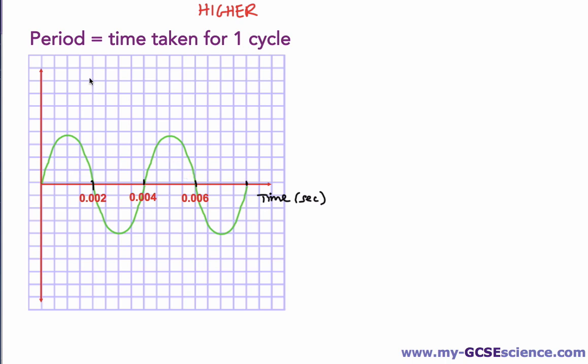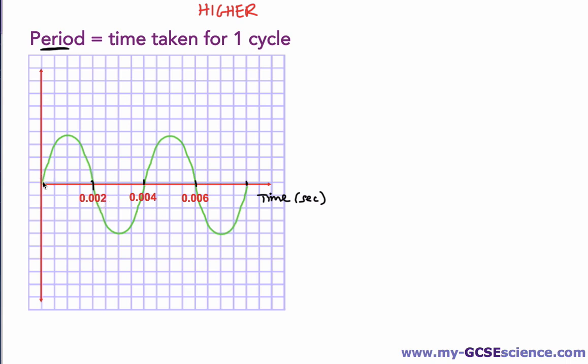Now the first thing to remember is this keyword here. The keyword is period, and that means the time taken for one cycle. So one cycle shown on here, if you measure the time that took, that would be called a period. Now quite straightforward for this one. I've got the graph here and time along the x-axis here, and I've given it in seconds. So we've got 0.02, 0.04.